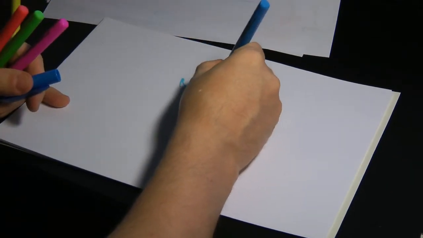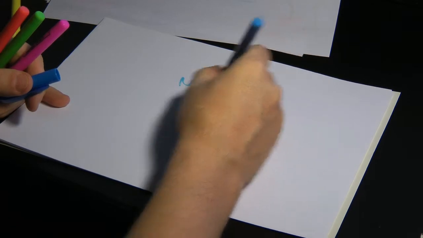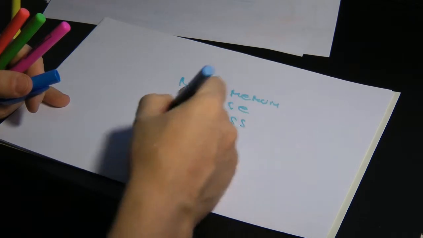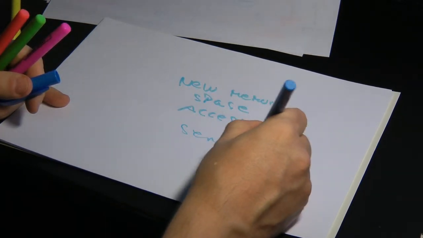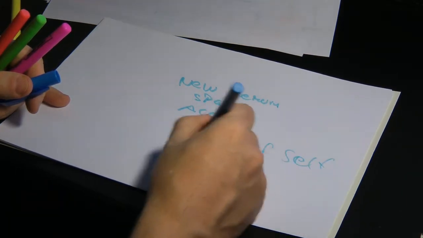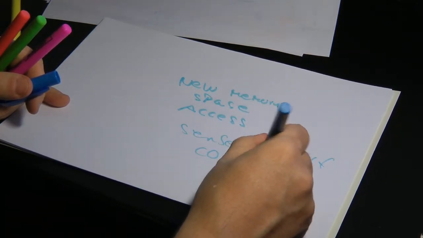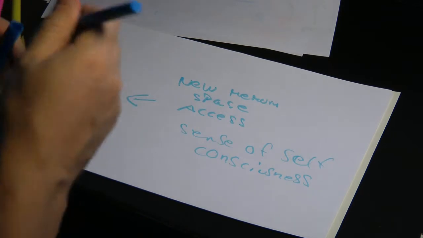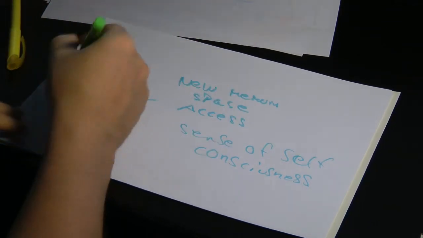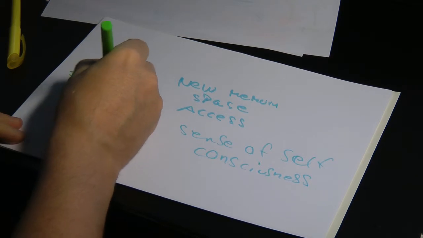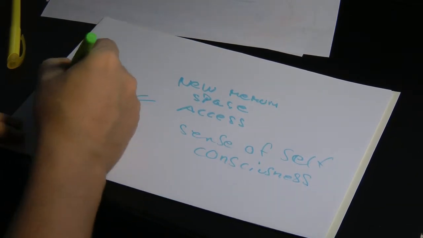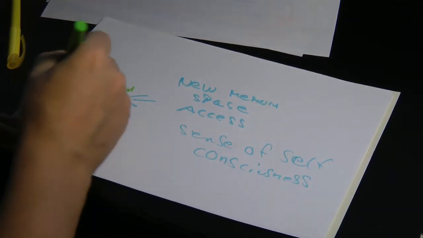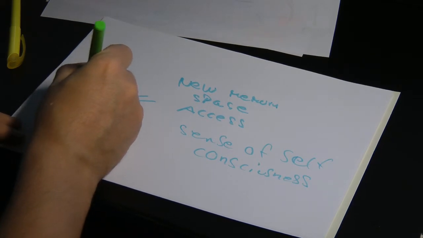New memory. And the space access. So your sense of self or consciousness is now identified with the new memory. The new memory and you become the same thing. So you write your address here, if you like, and post the mail.